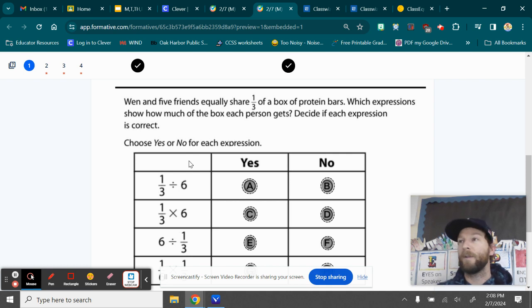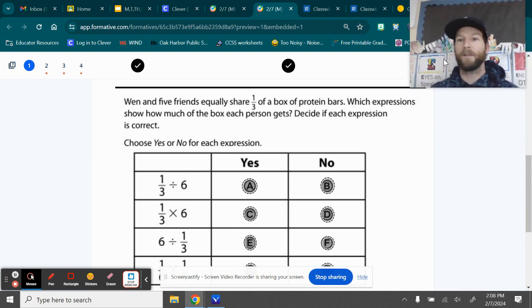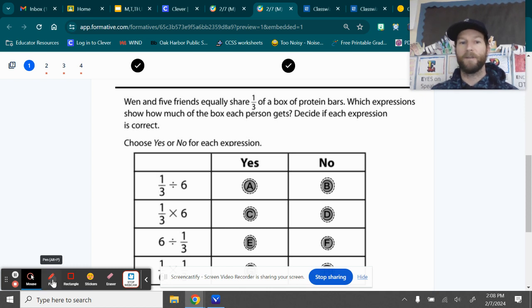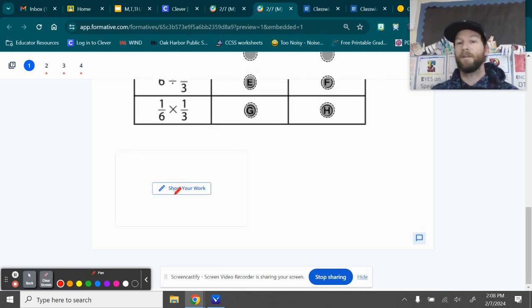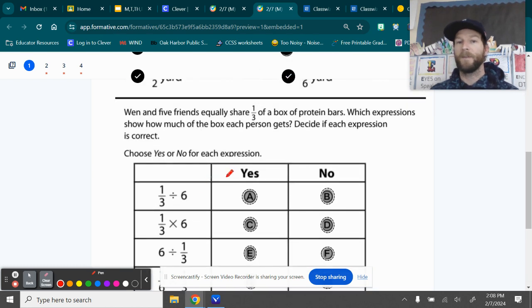This one, you might want to show your work for. Wen and 5 friends equally share 1/3 box of protein bars. Which expressions show how much of the box each person gets? Decide if each expression is correct. So for this one, I would probably show your work because it says you have to. The first thing I would see would be an expression. So think about what's being shared. Are we sharing up the friends? No, we're sharing up the box of protein bars, and it's being shared equally with friends.